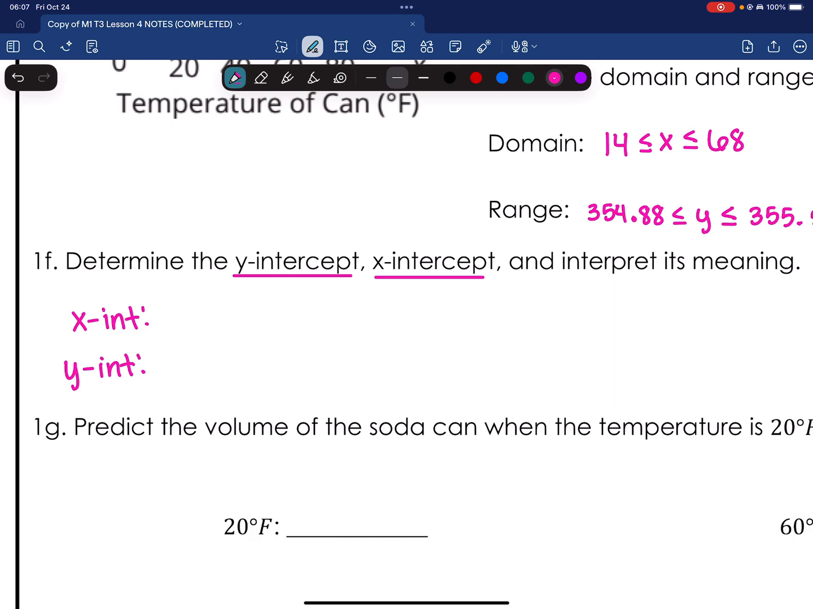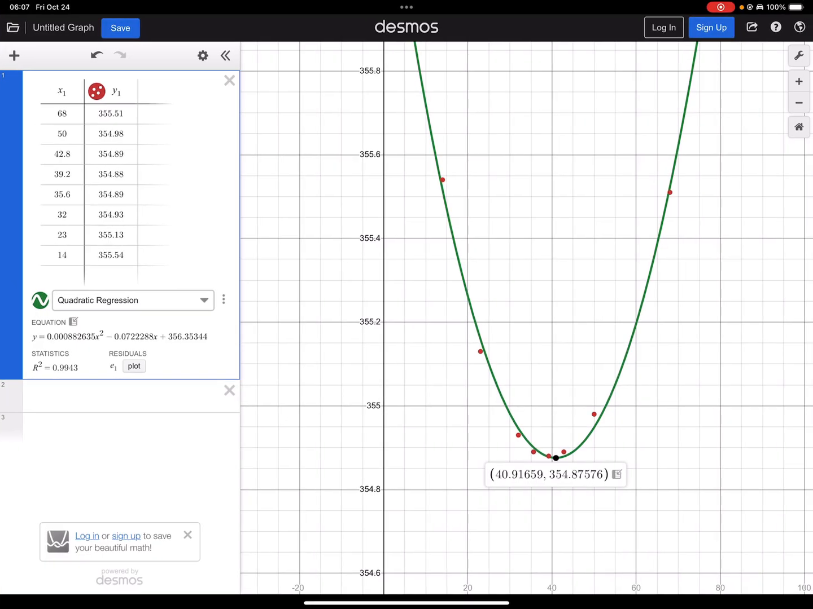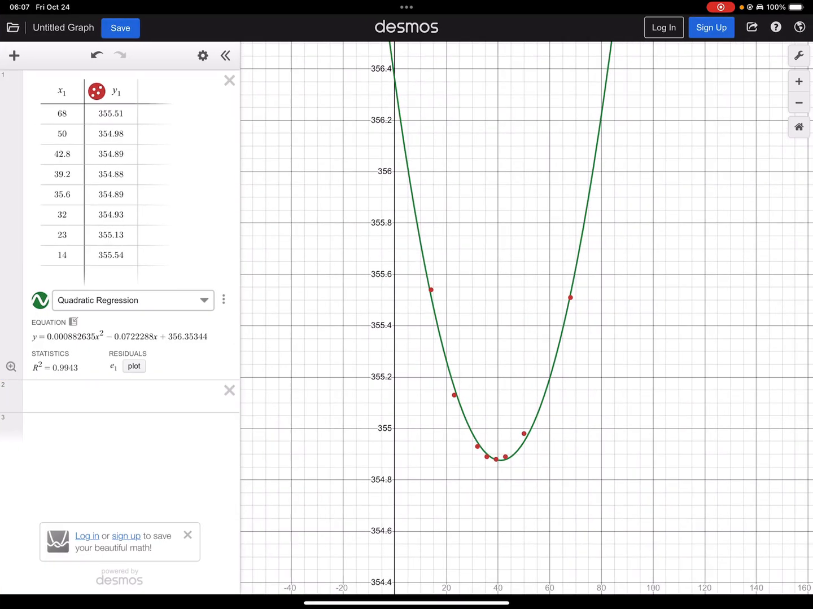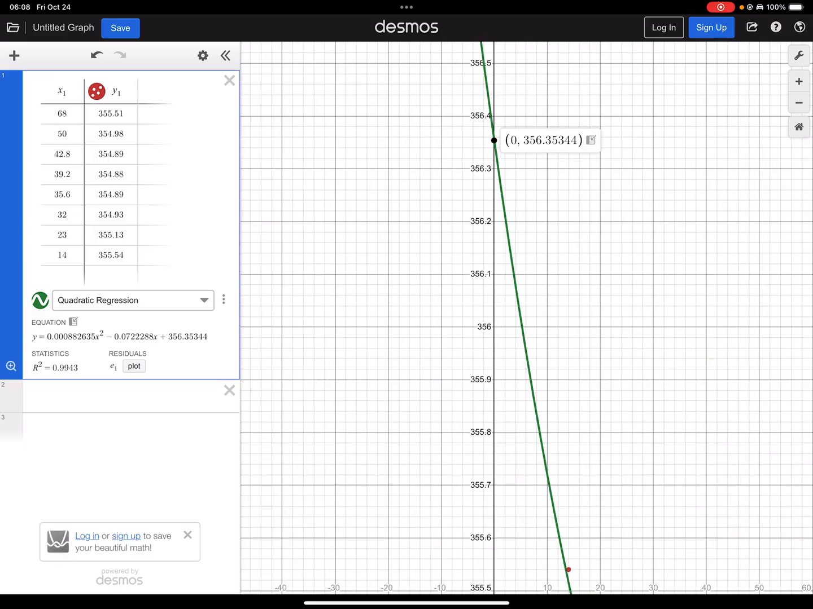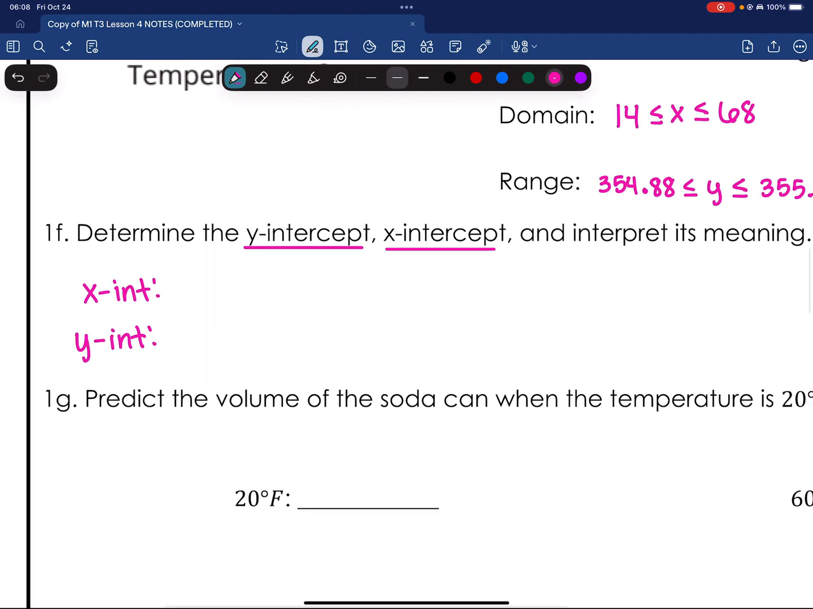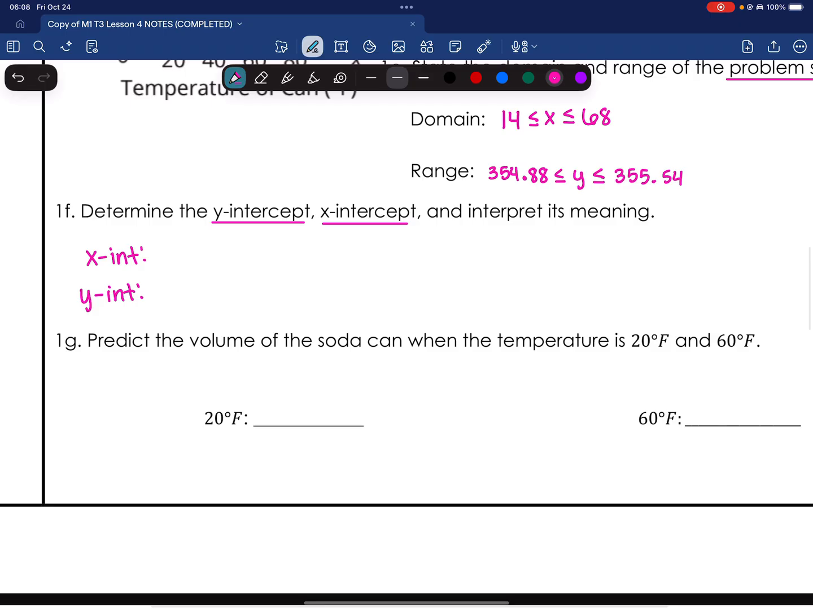Okay, so we're going to go back over to Desmos to find the y-intercept and x-intercept. You may have to zoom out just a tiny bit so you can get the y-intercept. If you click on the line, it shows you a gray dot, and that represents our y-intercept. So our y-intercept is 356.35. Let's go ahead and write that out.